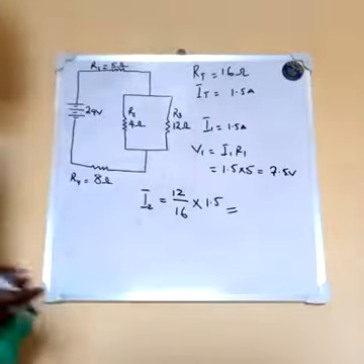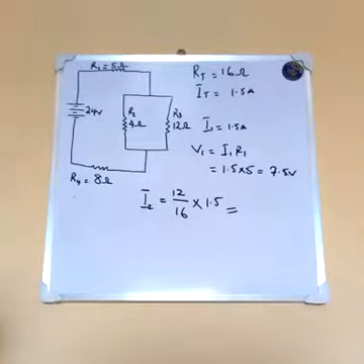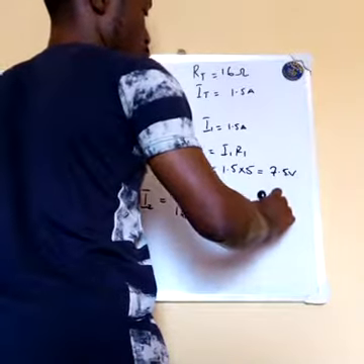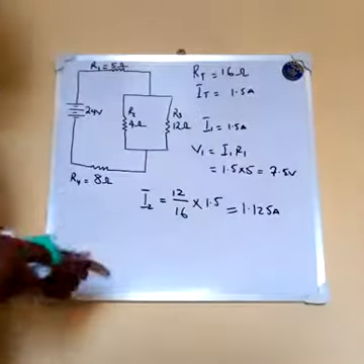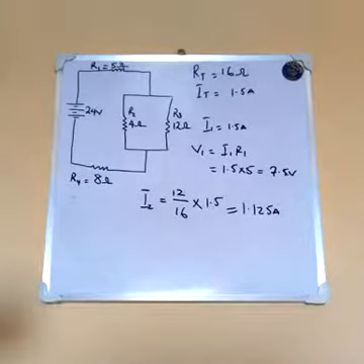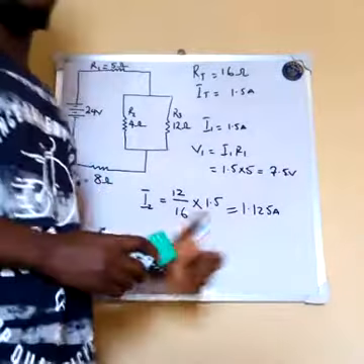So you resolve this problem. 12 times 1.5, then divided by 16, you have 1.125 ampere. That is 1.125 ampere is what you have in the 4 ohm resistor. So use it to get the voltage.